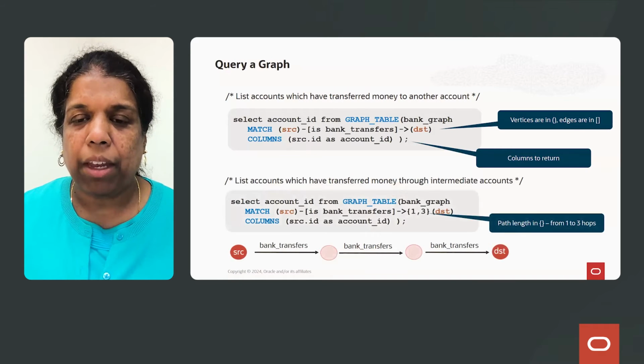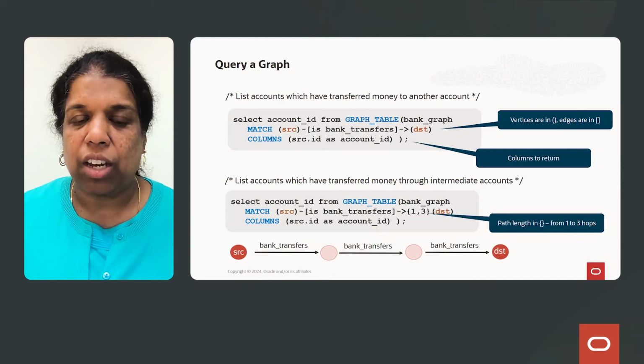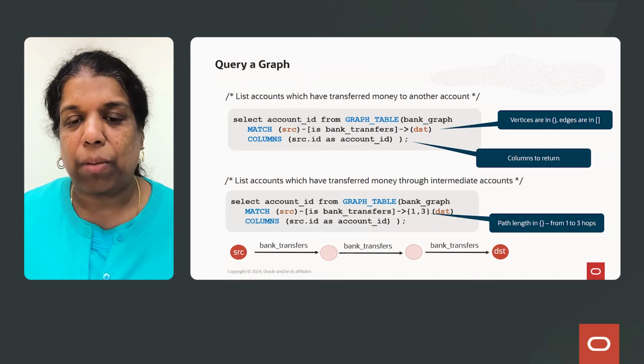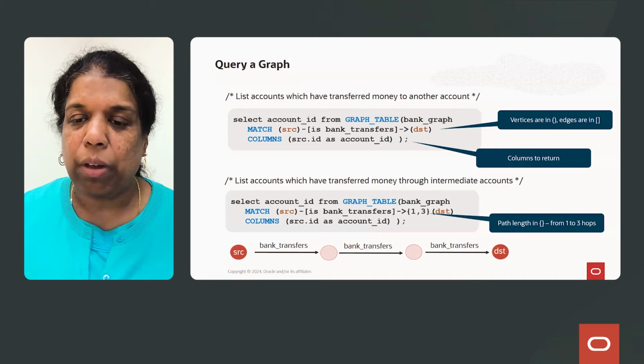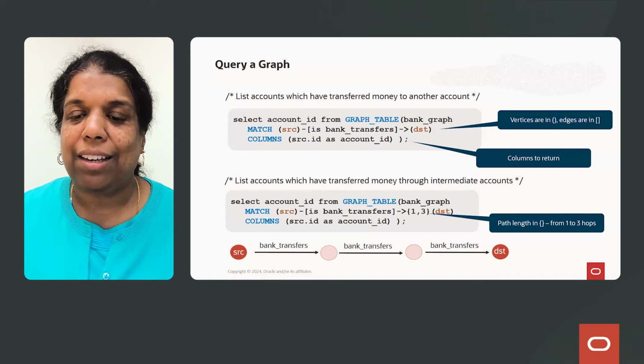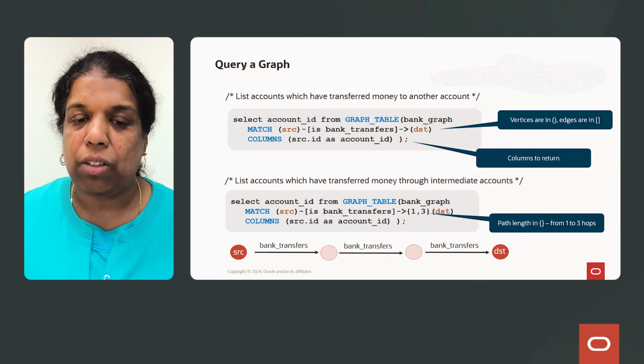So looking at a slightly more complex query, I am looking at, again, source and destination accounts. This time I'm looking for all source and destination accounts connected by 1 to 3 steps, or in graph terminology, 1 to 3 hops. And this was the query we were looking at earlier as well. So anything in curly braces represents the length of the path that you're searching for, or the length of the connection that you're searching for between two entities.